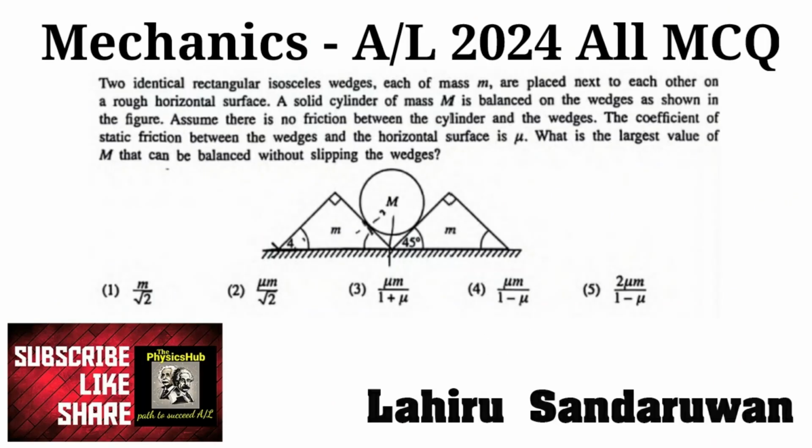Question number 13. Two identical triangular isosceles wedges, each of mass m are placed next to each other on the rough horizontal surface. A solid cylinder of mass M is placed on the wedges as shown in the figure. Assume there is no friction between cylinder and wedges. The coefficient of static friction between the wedges and the horizontal surface is mu. What is the largest value of M, capital M, that can be balanced without slipping wedges?